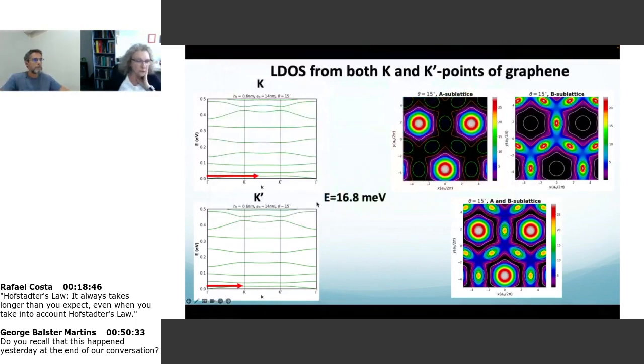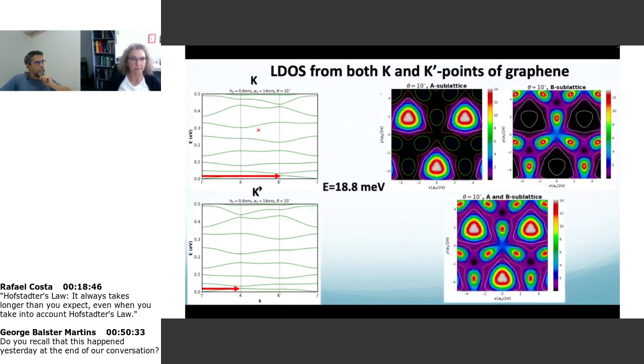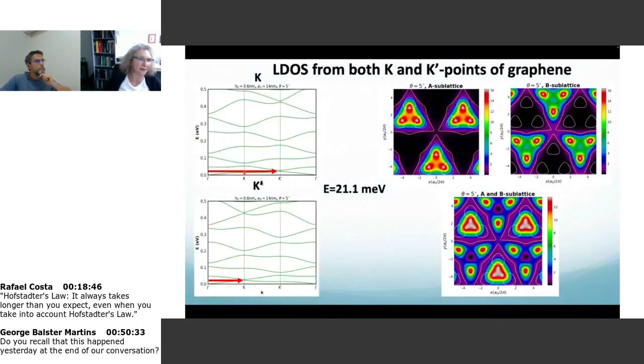So I was trying to answer the question. For 15 degrees, what you have is this particular flat band that is not fully flat because it has dispersion here. Let me see if I can use the laser pointer. You have dispersion here, you see? It's not fully flat, but in this region it is flat. And you have some type of symmetry between what happens at K prime and K in the mini-Brillouin zone. This doesn't happen for here, for instance, where what happens at K is different from what happens at K prime.